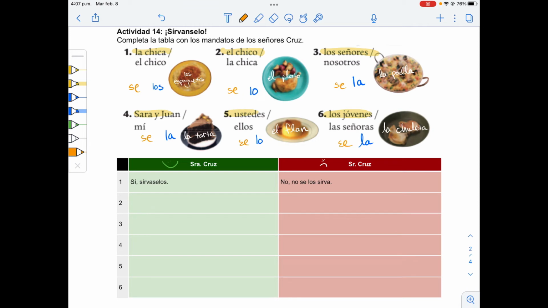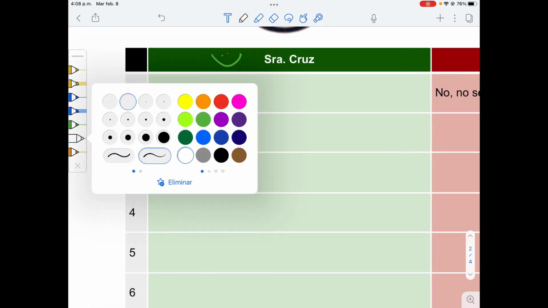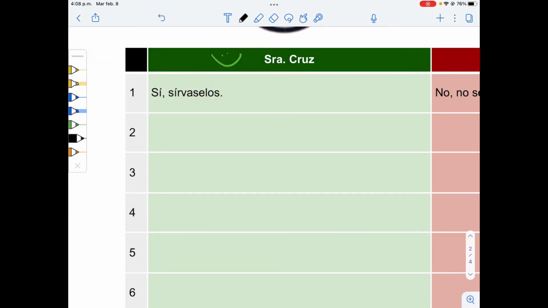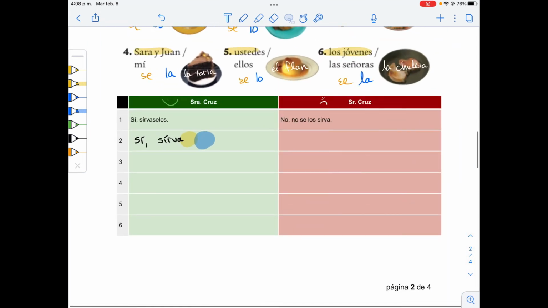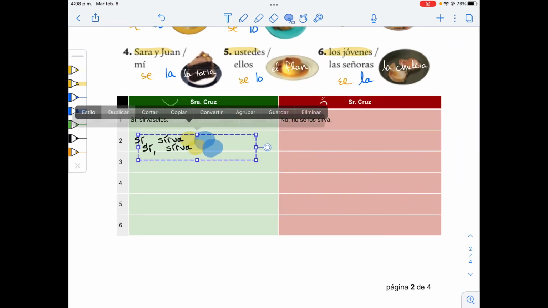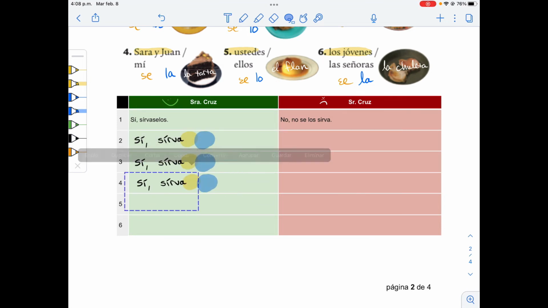Okie dokie. So, Señora Cruz is going to be like, sí, sírva, whatever. Remember, when you're using commands and you have an affirmative command, your pronouns need to go after your verb. So you know, sirva, indirect object, direct object. For all of them, that's going to be our pattern. I'm just going to copy that down real quick, if that's okay with you guys.